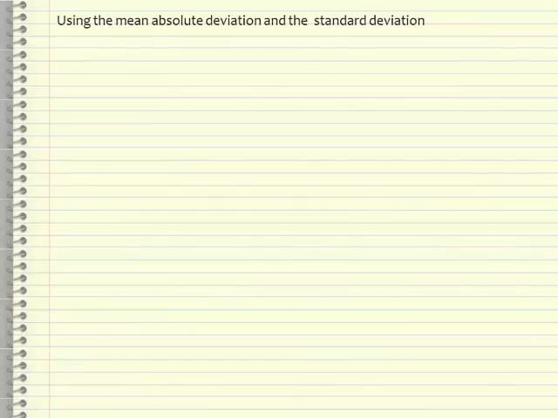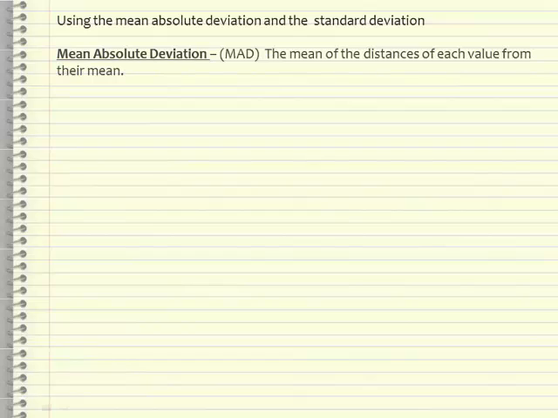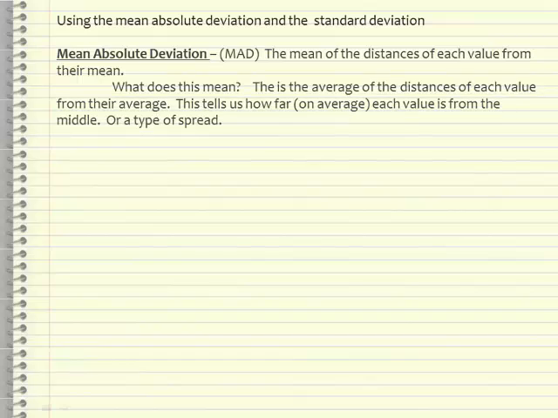Okay, now we have things called the mean absolute deviation and the standard deviation. And a deviation is just different than the norm. The mean absolute deviation is the average of the distances of each value from their average. That sounds kind of weird, right? And this tells us how far each value is from the middle. It's kind of a spread. So how far does the data spread away from the middle of the data set?